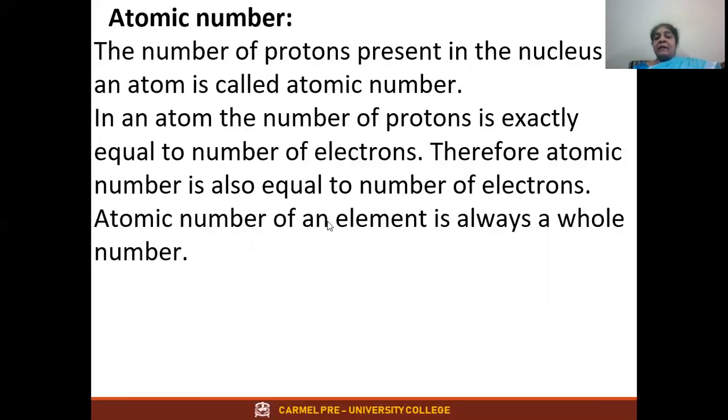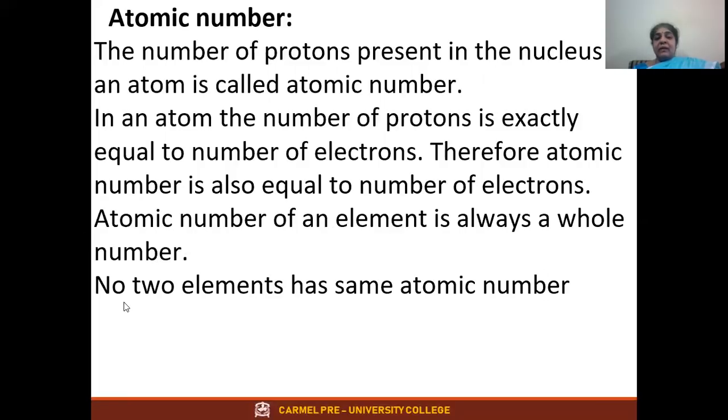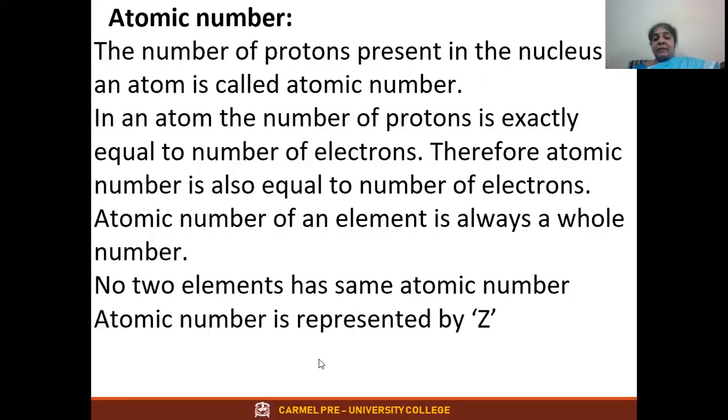Atomic number of an element is always a whole number. It's always a whole number, it is not a fraction. Then, no two elements have the same atomic number. Suppose I take hydrogen and helium: atomic number of hydrogen is 1, atomic number of helium is 2. So, no two elements have the same atomic number. Atomic number is represented by capital Z.